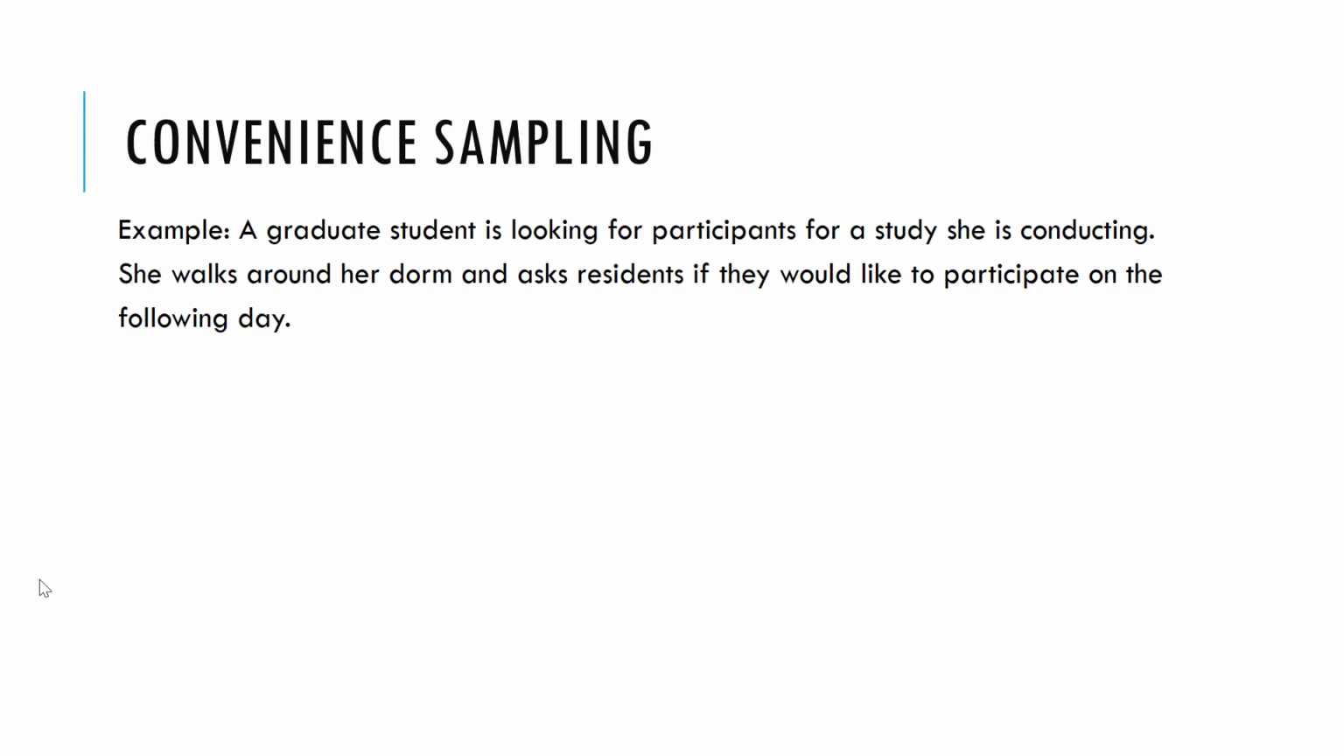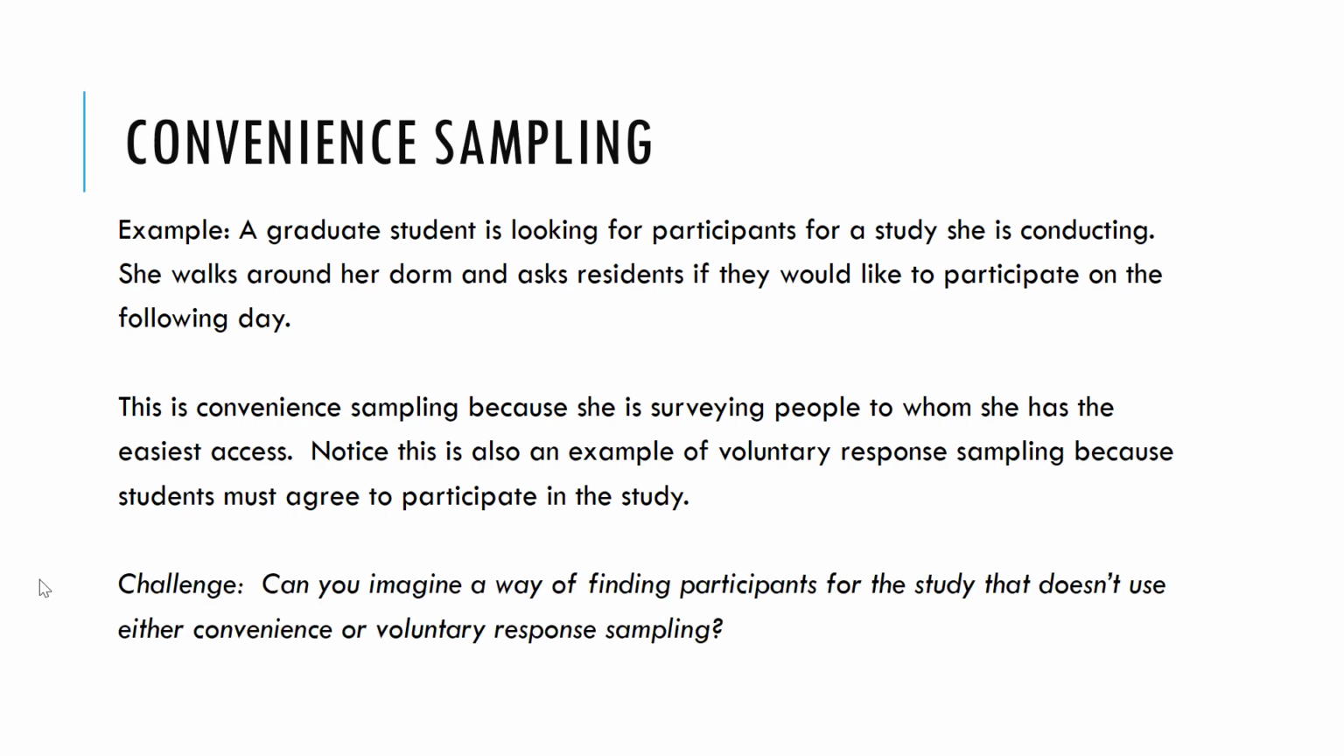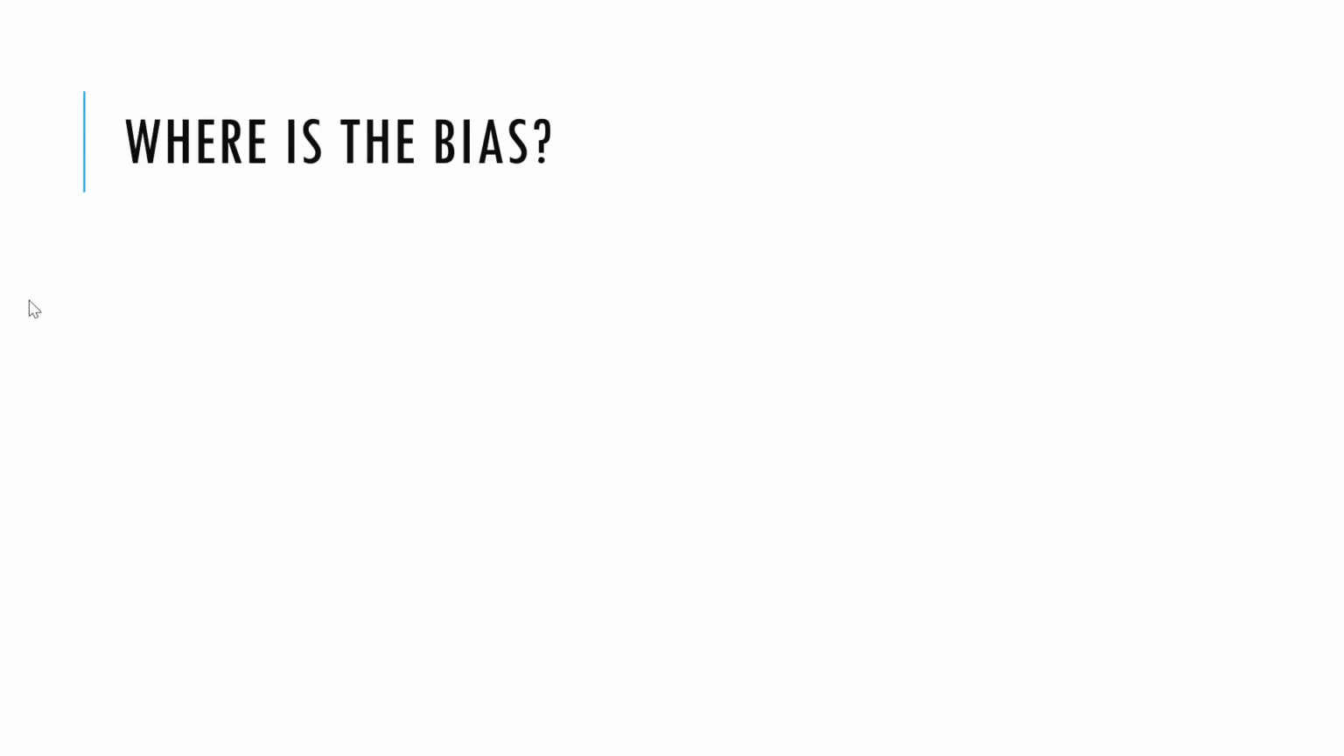Here's an example. A graduate student is looking for participants for a study she is conducting. She walks around her dorm and asks residents if they would like to participate on the following day. This is convenience sampling because she is surveying people to whom she has the easiest access. Notice this is also an example of voluntary response sampling because students must agree to participate in the study. Can you imagine a way of finding participants for the study that doesn't use either convenience or voluntary response sampling?